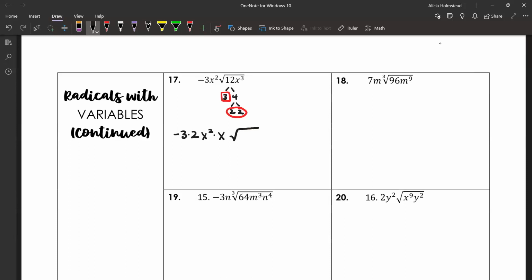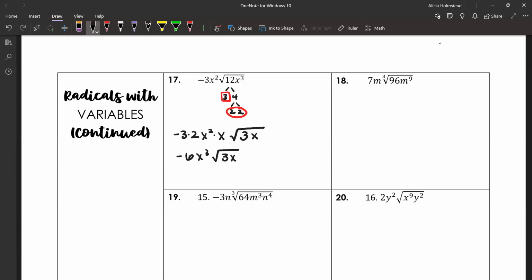And then if I write my radical, I'll have the 3 left over from above, and then that 1 x left over. Then if I multiply all those together, negative 3 times 2 is negative 6. X squared times x is x cubed, and then we have the square root of 3x. So the situation is very similar to what we've been doing up to this point. You just will combine any variables that you pull out with any variables that are already there.